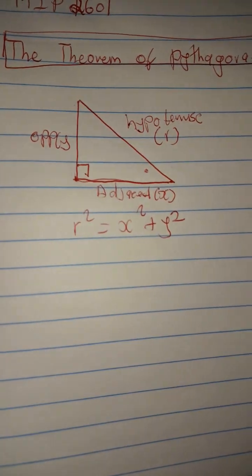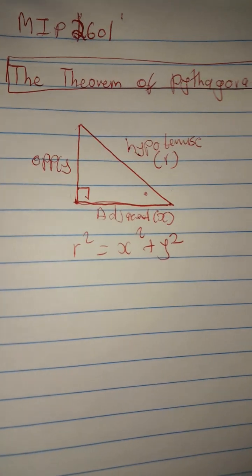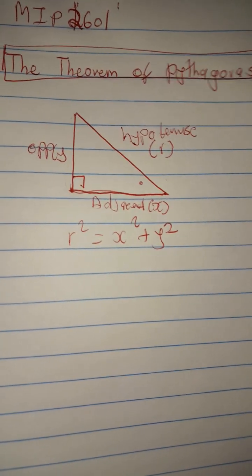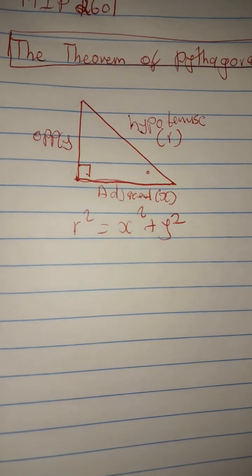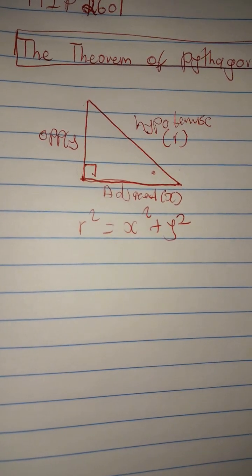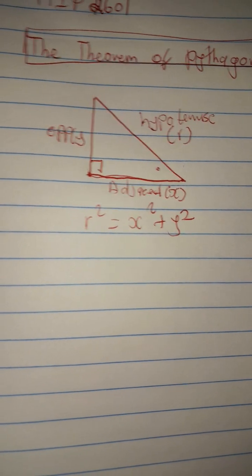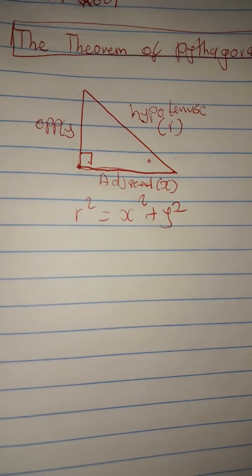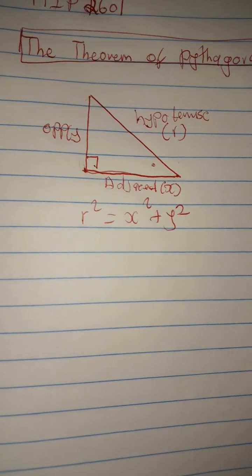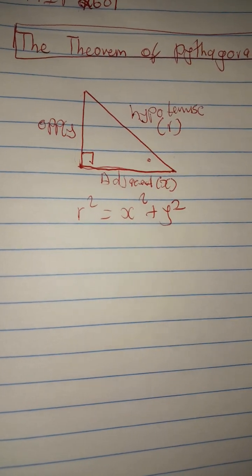The condition for using this theorem, guys: we use the theorem of Pythagoras when two sides are known, and when the triangle is a right angle triangle with an interior angle of 90 degrees. Let's put this into practice.